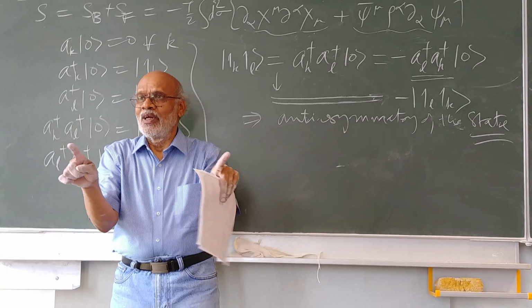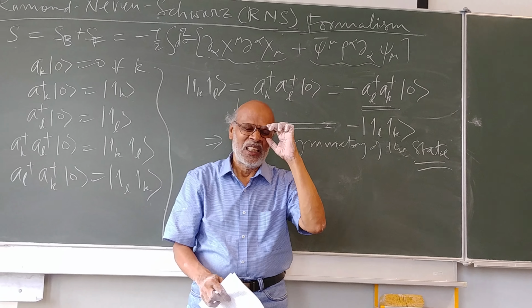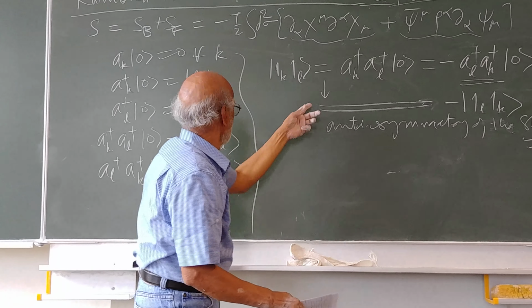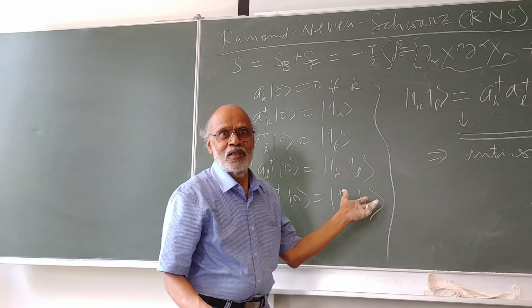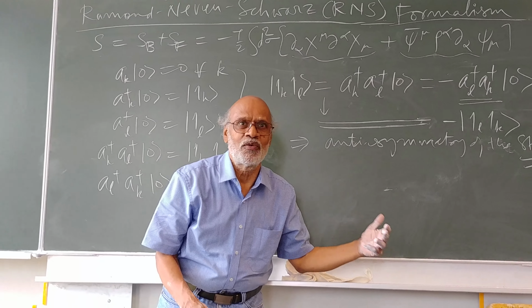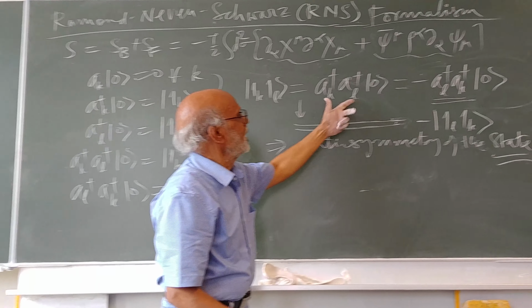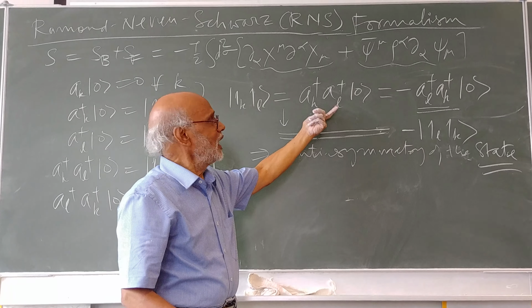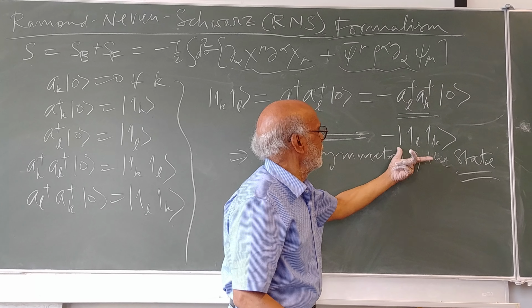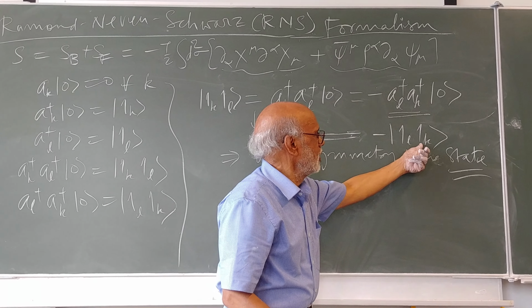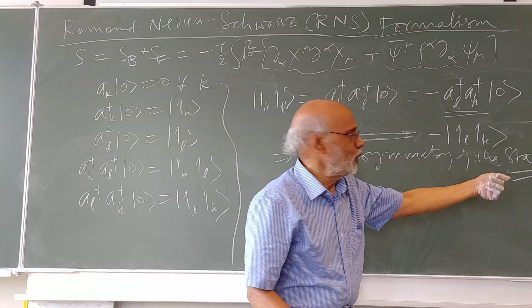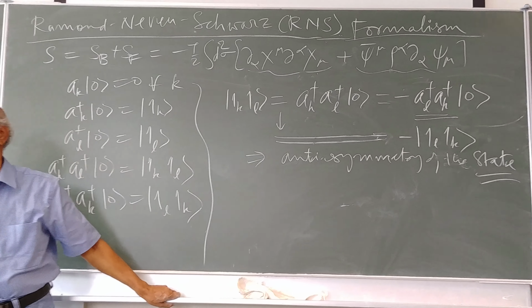So here now, if you change the particle label, you pick up a minus sign. This is the anti-symmetry property of the state. This follows as a result of the anti-commutation properties that we postulated for a and a dagger. So if I flip a_k and a_l, I pick up a minus sign. Now this would be a one particle state with l, one particle state with k. So it's a two particle state, one particle of the type l, one particle of the type k. So the anti-symmetry of the state follows.